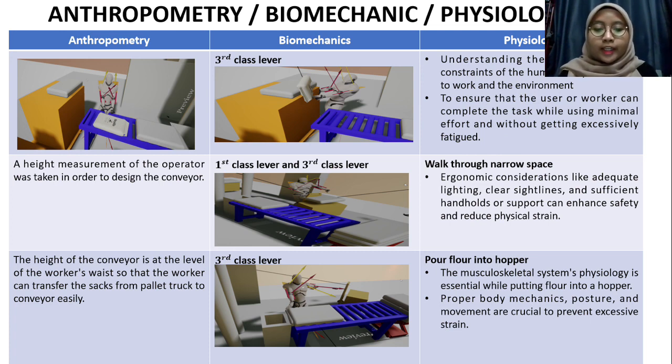Secondly, biomechanics. There are three types of lever class system, which are first class, second class and third class. The improved design for transferring the sack from the pallet truck to the conveyor is third class. In the second picture, the improved design for the trolley is first class and third class lever system. And then the improved design for flow into the hopper is third class lever. And lastly, for physiology, we have two activities, which are walking through a narrow space and pouring flow into the hopper.